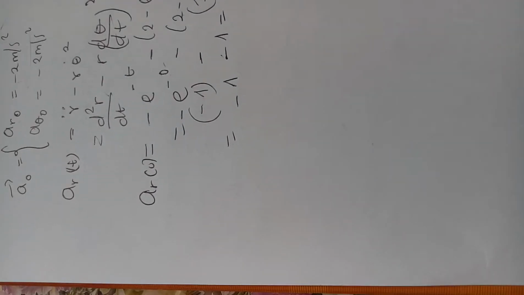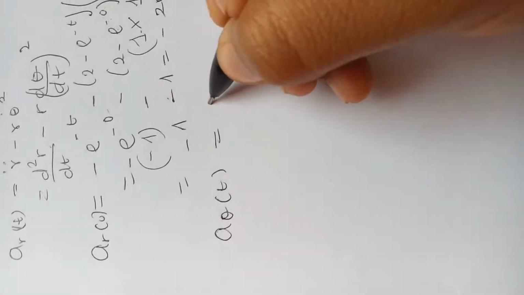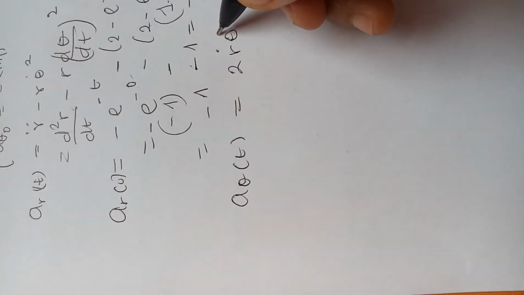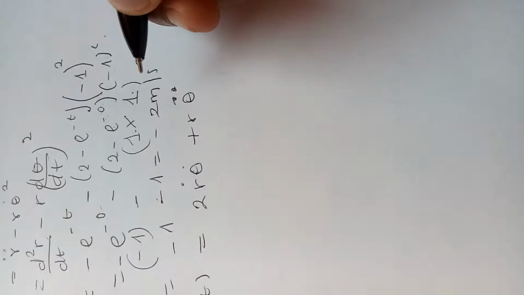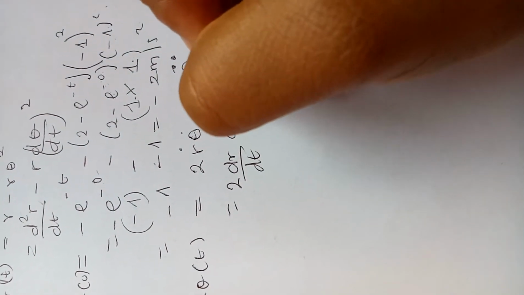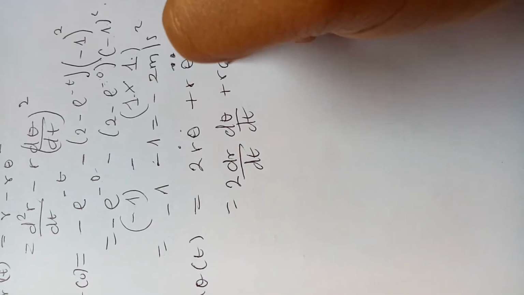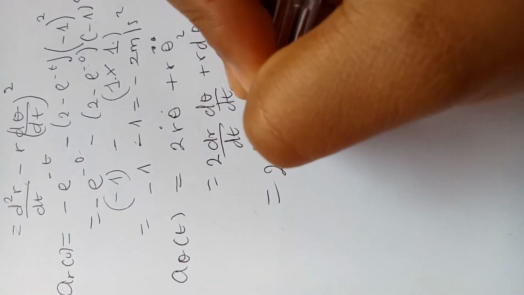Now for the second part, which is A_theta(t). Remember our definition of this. We said it's 2 r dot theta dot plus r theta double dot. That's our composition transversal. If you can't remember this, you can go back to the previous video. But of course, I'll break it down here. You said this is 2 dr over dt times dθ over dt plus r d²θ over dt².